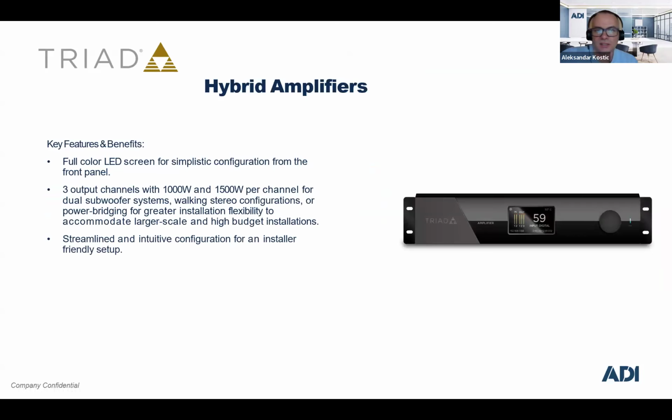What perfectly matches those satellite high impedance speakers is a new hybrid amplifier from Triad. So far, we had a high impedance amplifier only from Episode. Now we have announced a new high impedance amplifier from Triad as well. This new hybrid amplifier from Triad will have 3 channels available. Each channel can be configured as either low impedance or high impedance for 100-volt speakers.